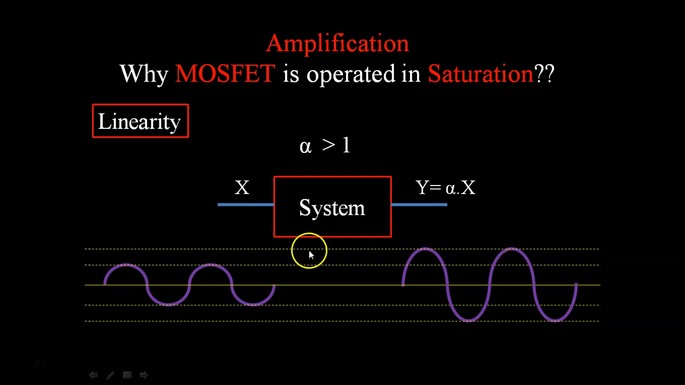For example, think of this system as a mic. If I say hello, I also hear hello, which is the amplified version of the input, but I must not hear hello with some kind of noise. So linearity is something like that. I hope it's clear. Any system which is able to do this, we can call a linear system. And by amplification, we also mean linear amplification, that is, input and output are the same message, but the output is an amplified version of the input. So if a MOSFET is able to do that, then we can use the MOSFET as an amplifier.